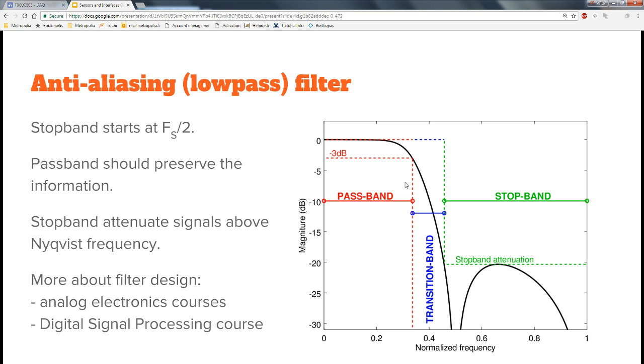And more about designing these filters. So these are analog filters. If you are making this signal conditioning now, those are analog filters, and to know more, you need to take a couple of analog electronics courses, and of course my digital signal processing course. That's the best.